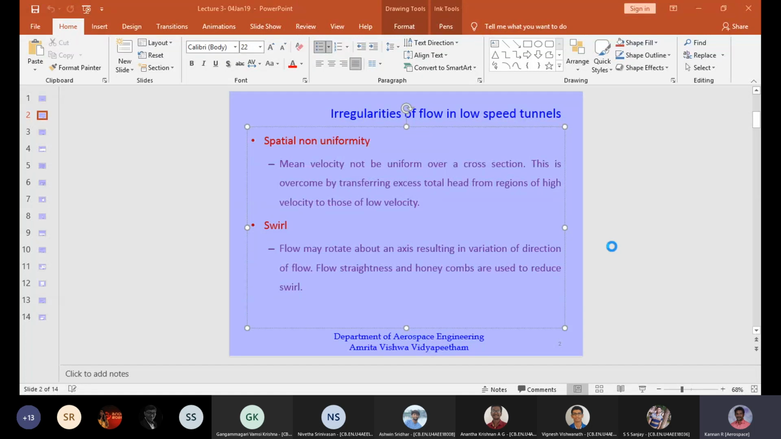See, we looked at the losses for the diffuser, losses for the cylindrical parts, okay. Even the contraction cone we looked at. Is it so? Yes or no, sir?